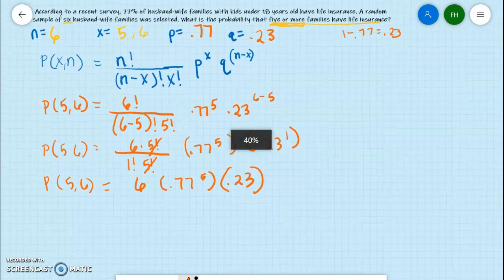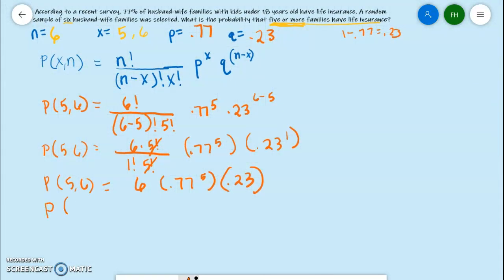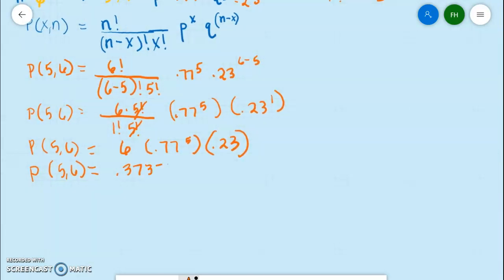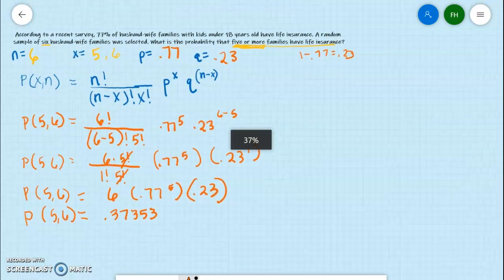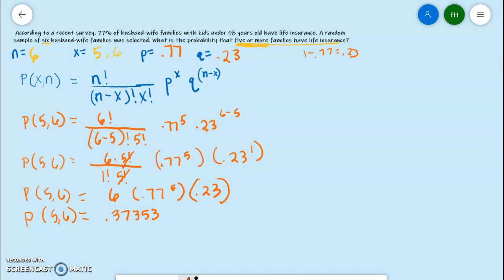So our final answer is going to be 4 decimal places. So let's round our 2 probabilities before we add them together to 5 decimal places. So when you put that in your calculator, you will get 0.37353. So now we have the probability of 5, but we want the probability of 5 or more, and there's only 6, so you can only do the probability of 5 or 6.